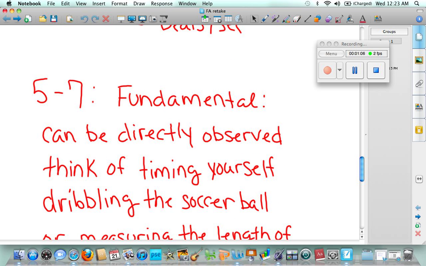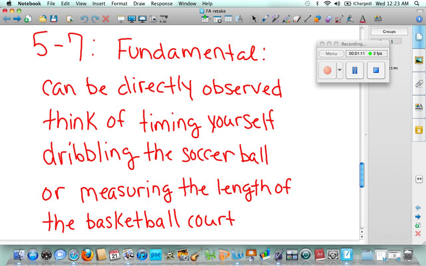Okay, fundamental can be directly observed. Remember, think of timing yourself dribbling the soccer ball or measuring the length of the basketball court. You were actually doing that. Okay, you could physically measure that. Fundamental.